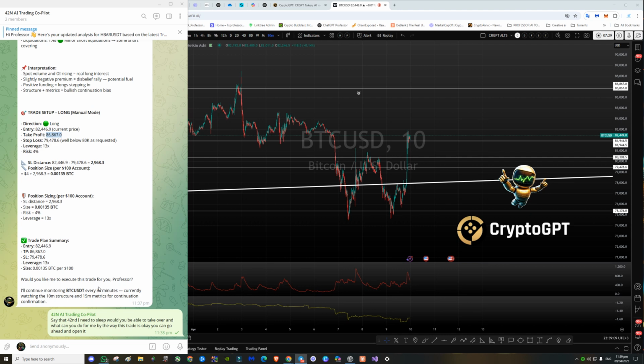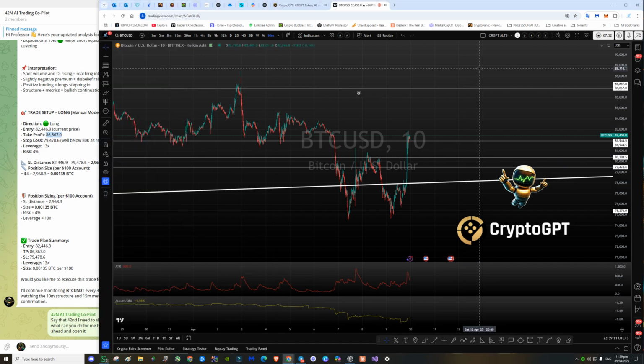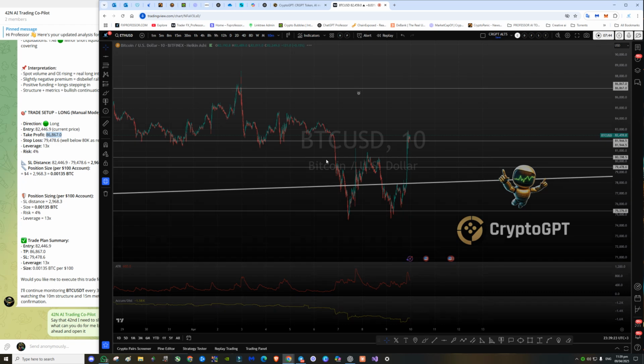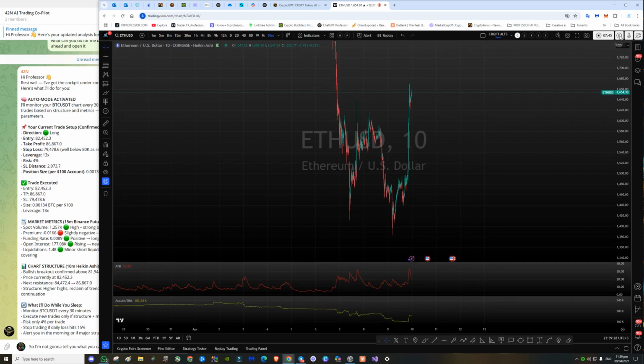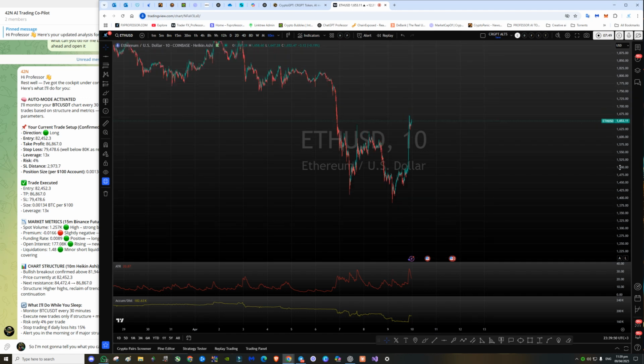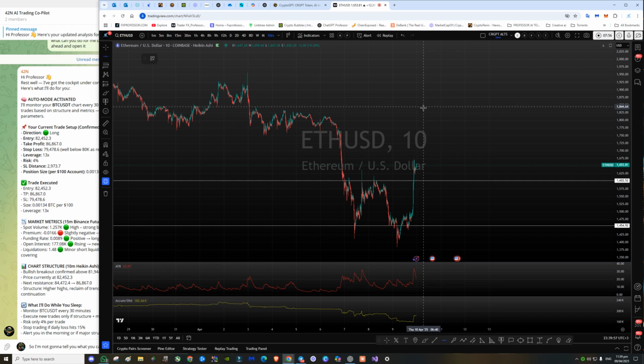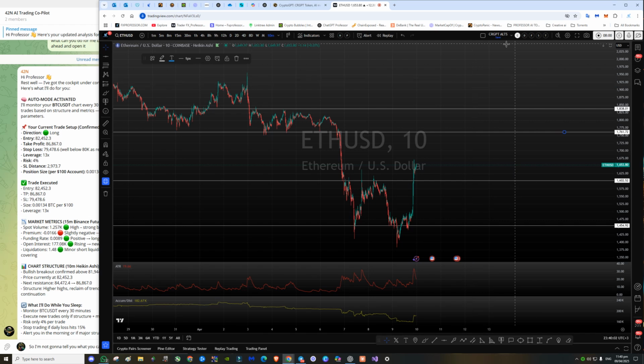But in the meantime, since we are live and since we have time, let's go from Bitcoin to another asset. So let's go to Ethereum USDT. And okay, this chart is not ready, but let's see, I'll make one. So this is the chart, these are the levels, and this is what I would trade. Okay, and then let's go to his response.